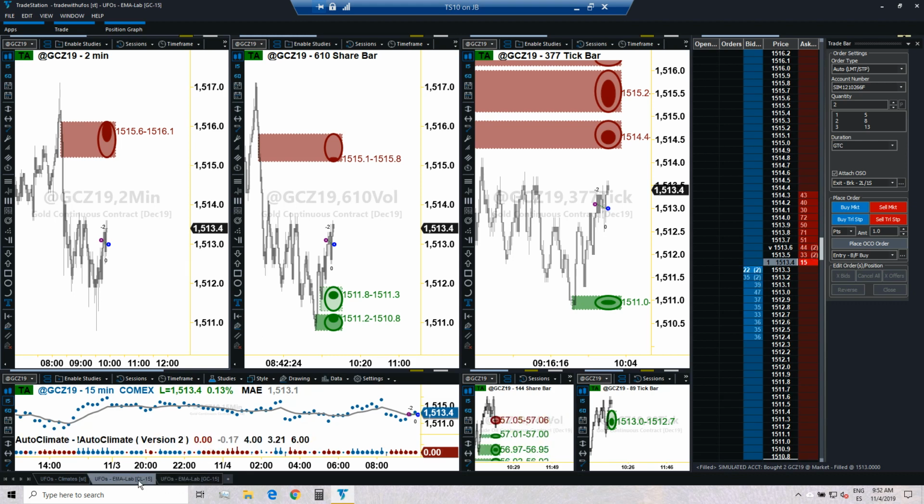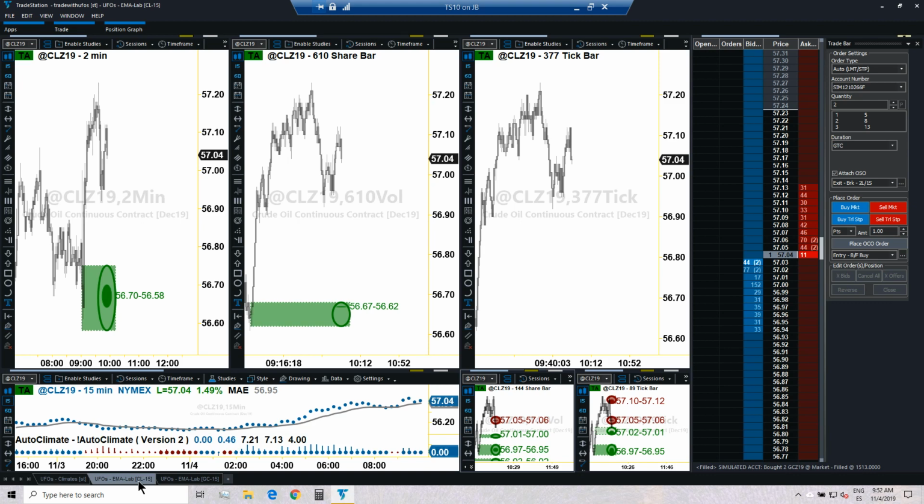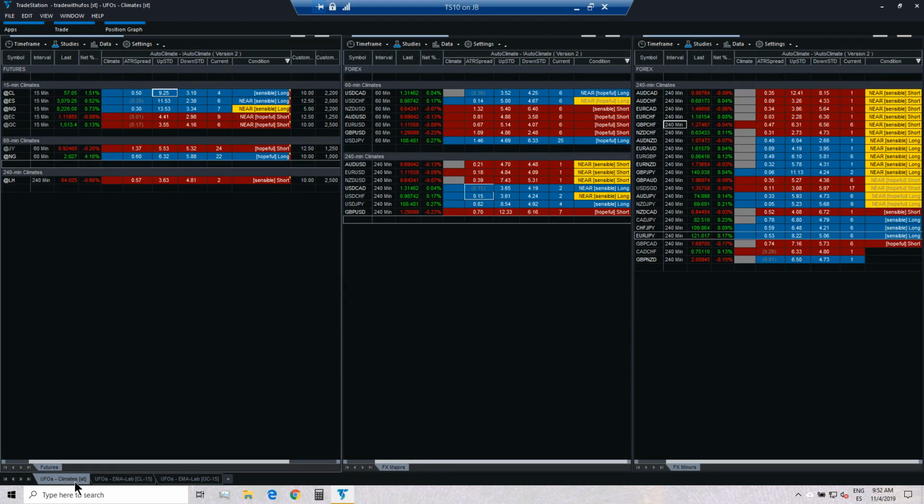So anyway, crude oil, do we have a green UFO formed? No, nothing formed. What else do we have?